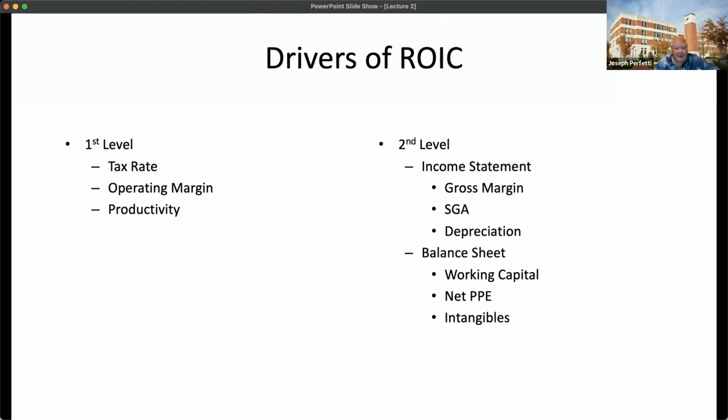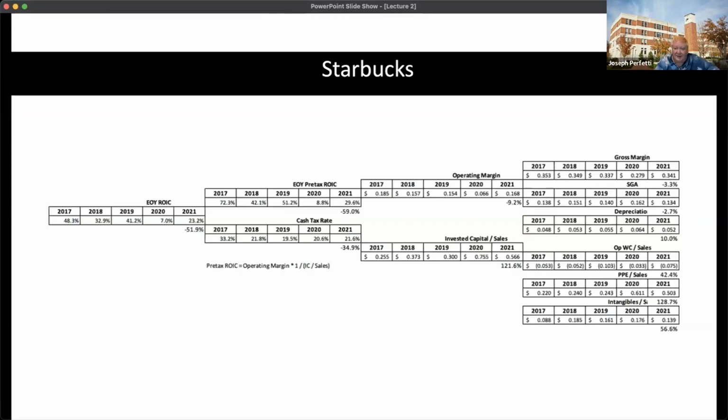So let's look at Starbucks. This is a 5-year tree. So it's got 5 historical years, in this case from 2017 through 2021 with real data from Starbucks. Okay. And what it shows is that in 2017, Starbucks after-tax ROIC, all the way here on the left, was 48.3%.